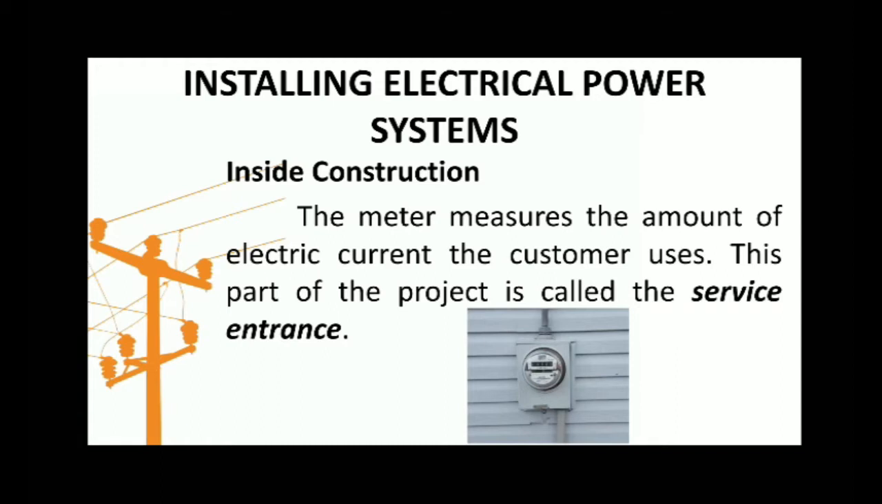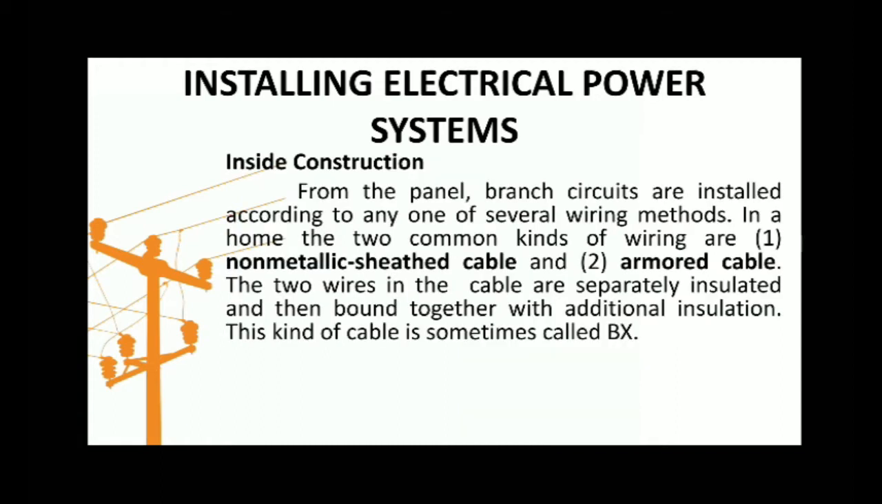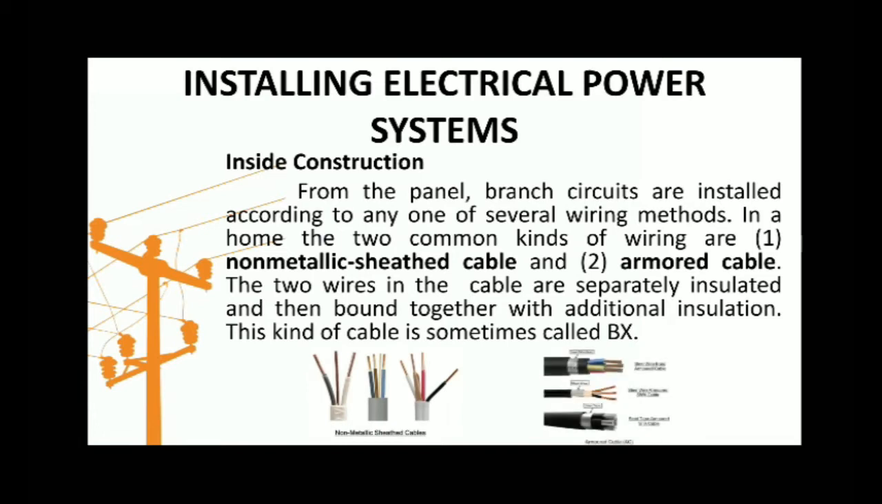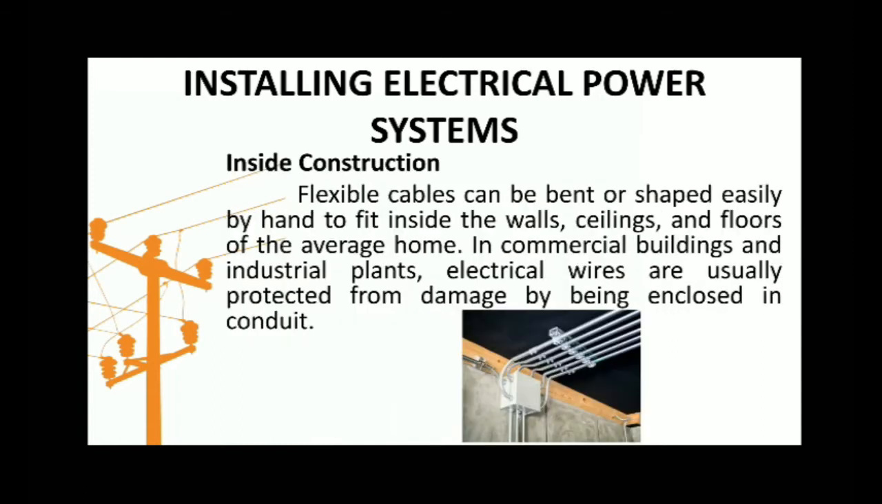Sa residential homes, may dalawang uri ng wiring na kadalasang ina-adapt, ang paggamit ng non-metallic sheeted cable at ang armored cable na kung saan ang armored cable ay may flexible steel na nakabalot dito. Mapapansin din natin na karaniwang naka-enclose sa conduits ang mga electrical wires for the purpose na protektahan ang mga ito sa anumang uri ng pagkasira.